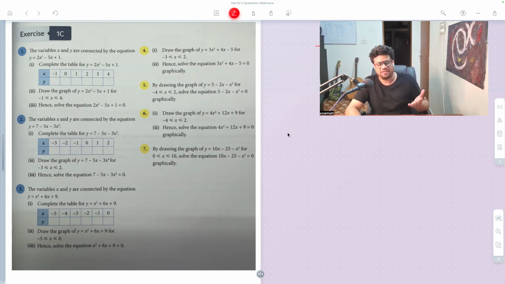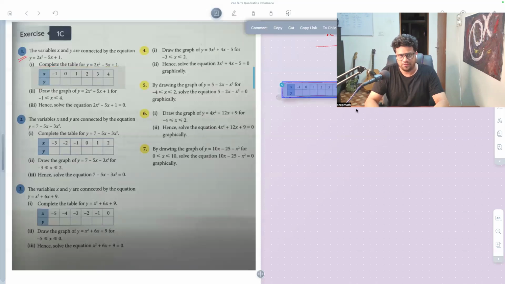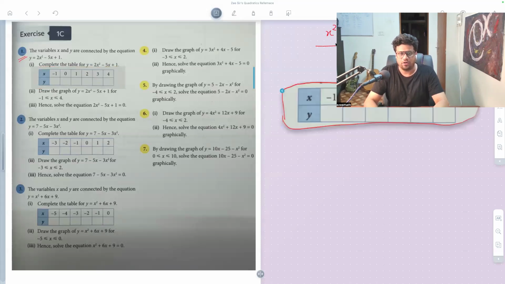We have a few questions here from the exercise in one of the IGCSE books. We're going to go and solve the first one. Let's see. The first thing that they want us to do here is to fill up the table of values. So let's take up this table, and we're going to fill up the values of y corresponding to those values of x.